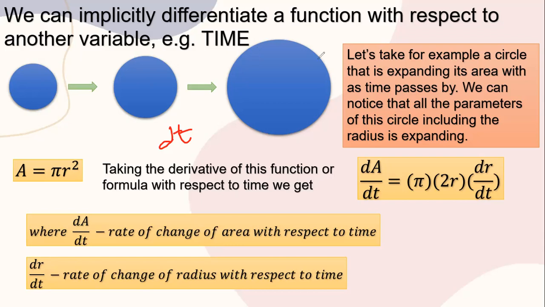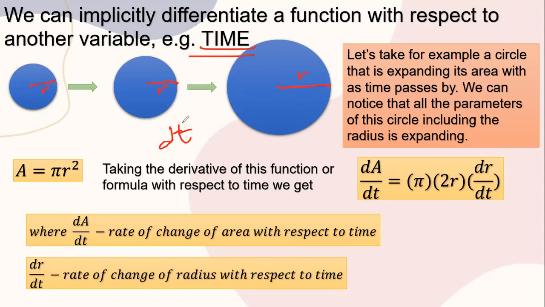Okay, so for example, meron tayong circle that is expanding its area. Okay, so as time passes by, dumalaki yung ating circle. Okay, so may involved na another variable, which is again the time. Okay, we can notice that all the parameters of the circle, including its radius, yun yung radius niya. Okay, as the area increases, the radius also increases.